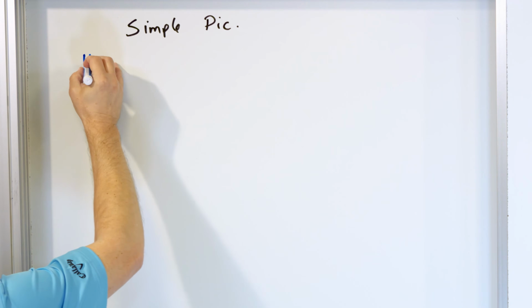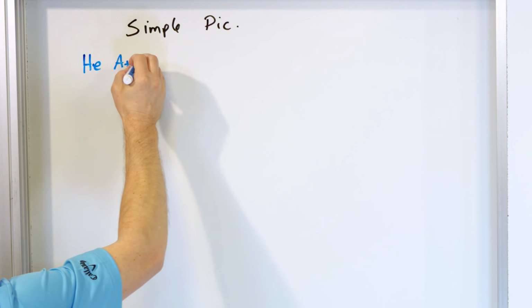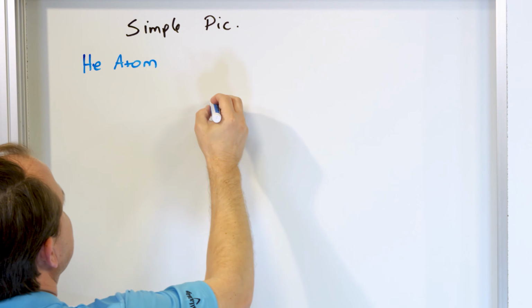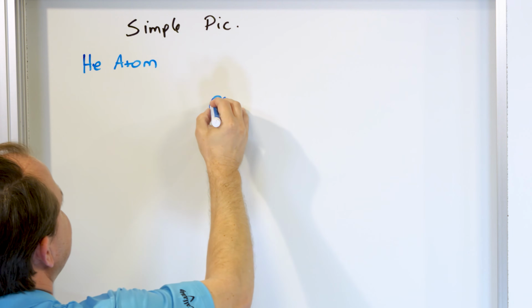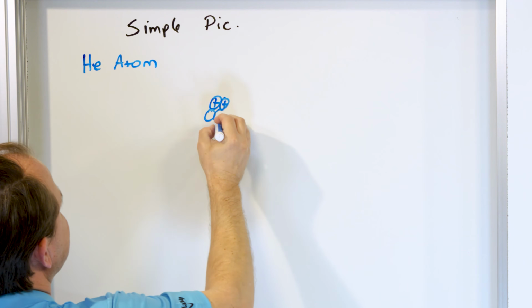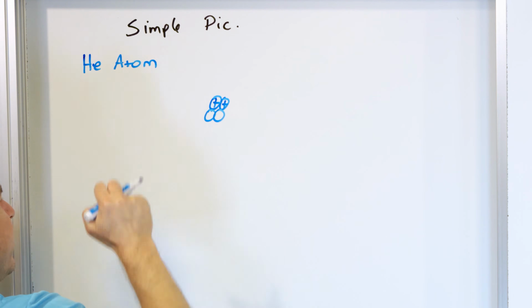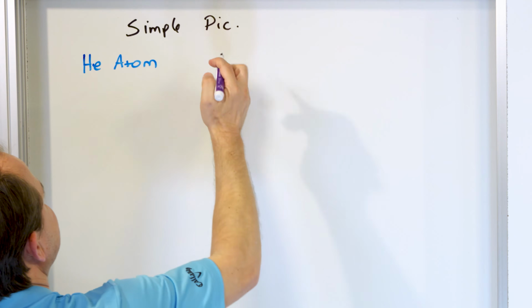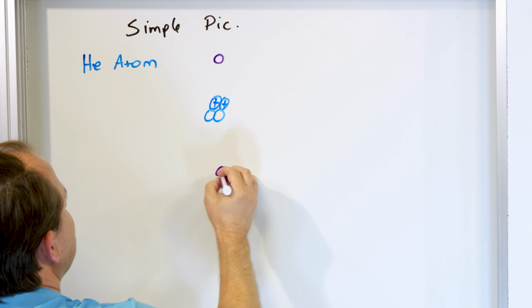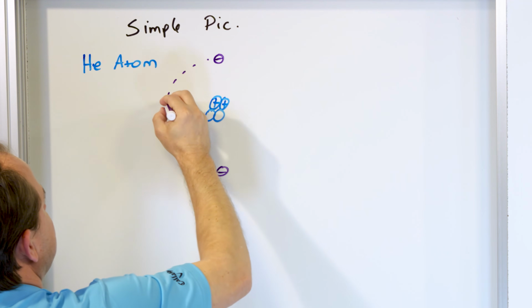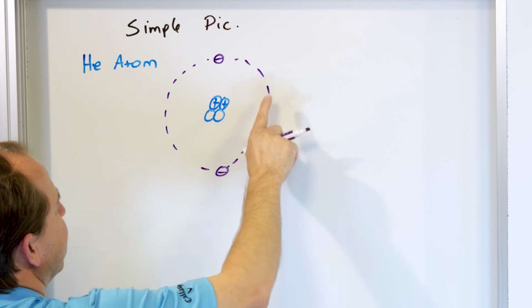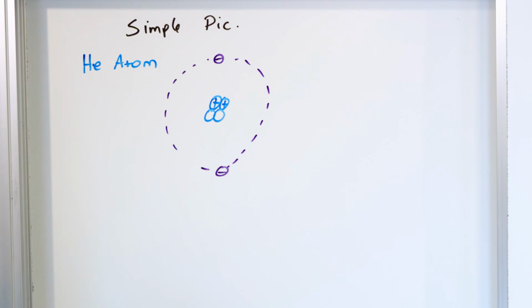So let's talk about the helium atom. The helium atom is composed of 2 positive protons in the center and 2 neutrons. These are in the nucleus. The nucleus is very, very small. And surrounding that, we have the 2 electrons, so they have minus signs. You have to envision that as being a nice circle there.